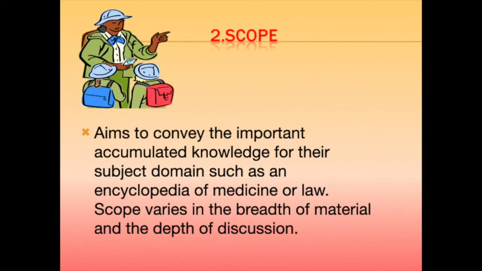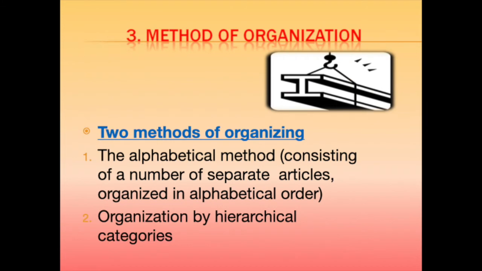The encyclopedic scope aims to convey the important accumulated knowledge for their subject domain, such as an encyclopedia of medicine, philosophy, or law. Scope varies in the breadth of material and the depth of discussion, depending on the target audience. Some systematic method of organization is essential to make an encyclopedia usable as a work of reference.